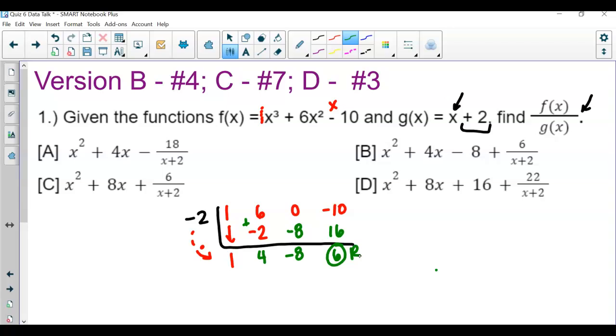So here I've got x squared, that's 1x squared, because we started at x cubed, so I need 1 less. Then plus 4x minus 8 plus that remainder, so 6 over x plus 2. So that's why, guys, the answer was B for this question.